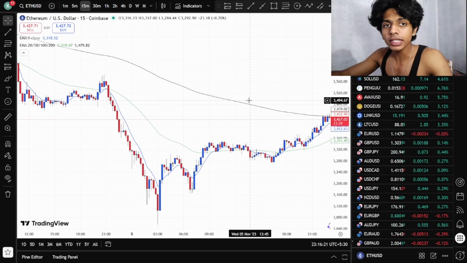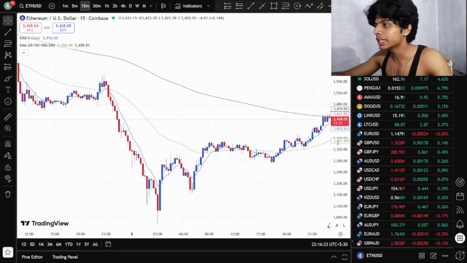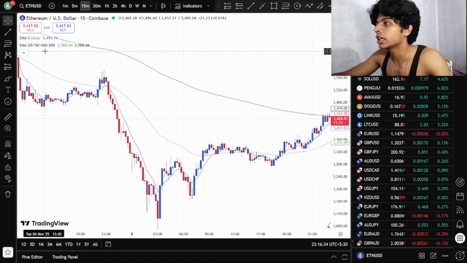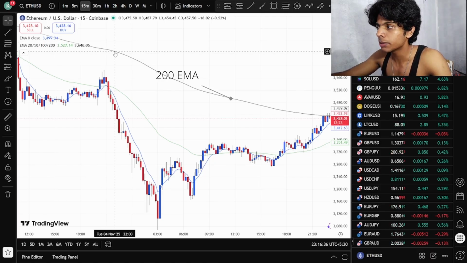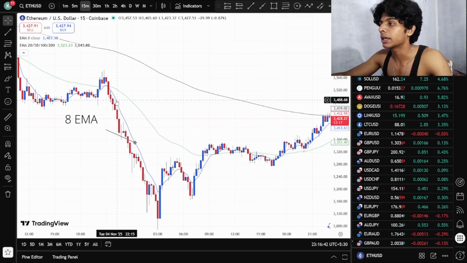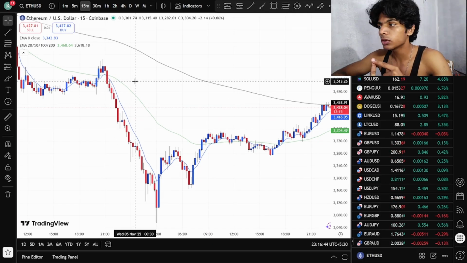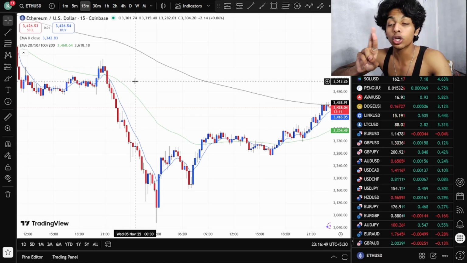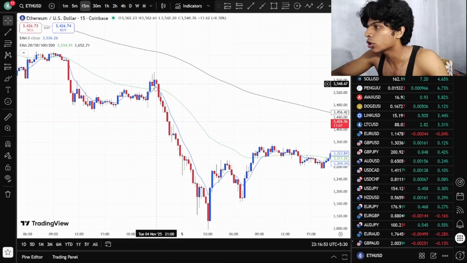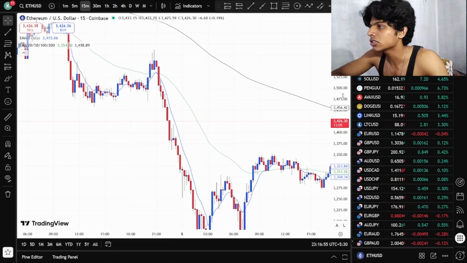So if you guys see my chart, I have used three EMAs over here, right? One is the 8 EMA, one is the 50 EMA, and one is the 200 EMA. The black one is the 200 EMA, green one is the 50 EMA, and the blue one is the 8 EMA. What was the rule number one? Always enter when 8 and 50 EMA have a crossover. So as you can see over here, they had a crossover. It's a very tiny crossover, but they had a crossover.